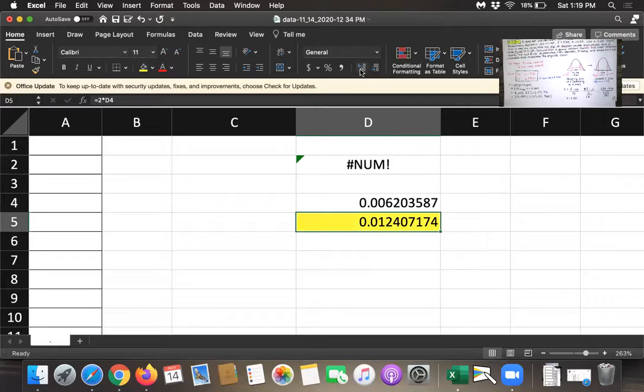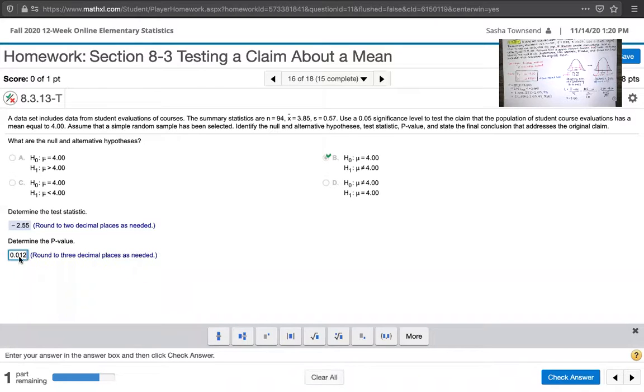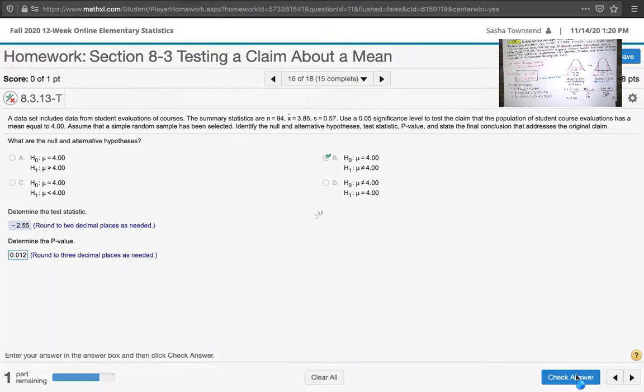And I think they want us to round our p-value to 3 decimal places. So I have 0.0124. Okay, so if we round to 3 decimal places, that's 0.012.